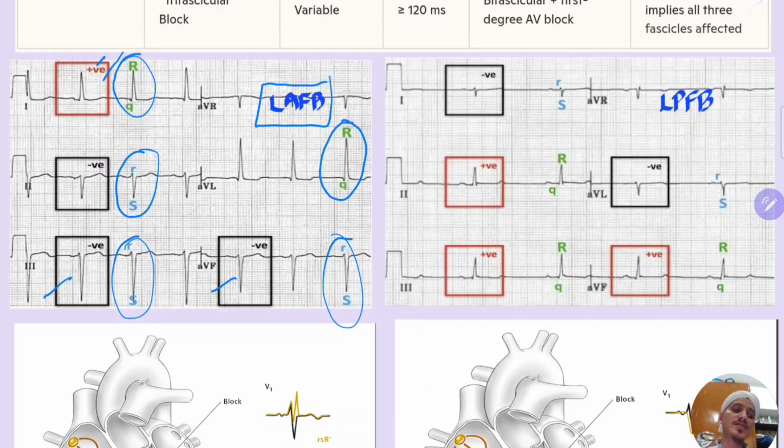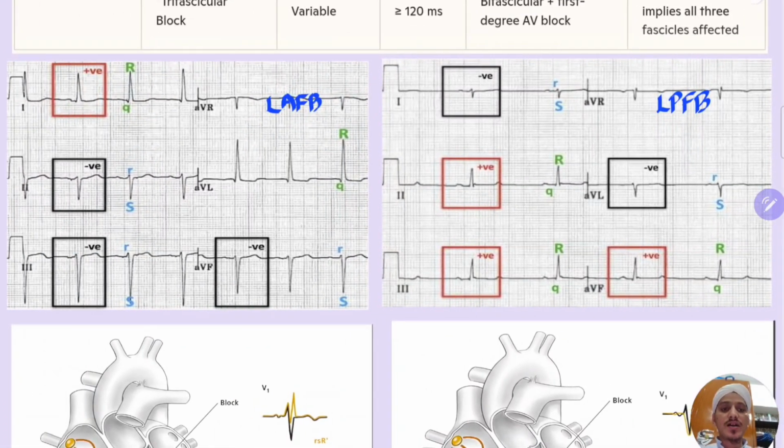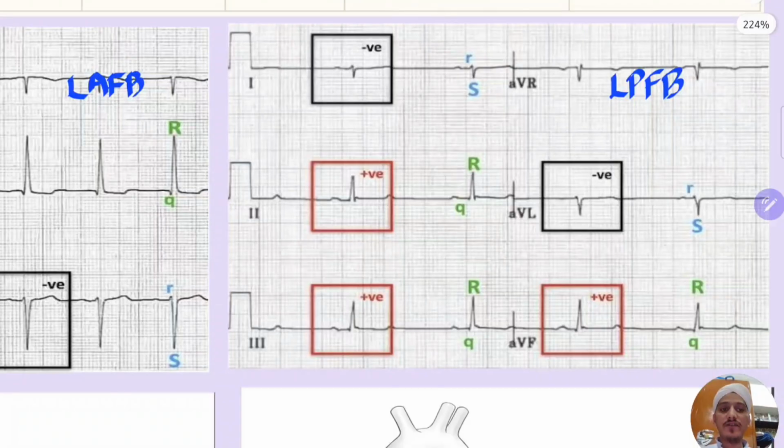Normally you can see left axis deviation in other ECGs also, but along with that left axis deviation, if you are seeing a QR and RS pattern, remember QR and RS pattern along with left or right axis deviation, that means that is hemiblock, half block, either anterior or posterior. So that's about the left anterior fascicular block. Now we'll see about this one, left posterior.